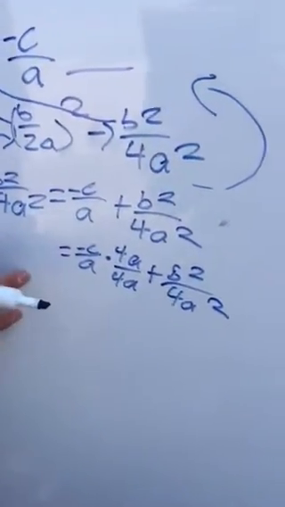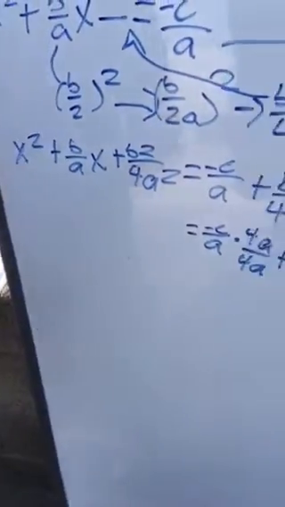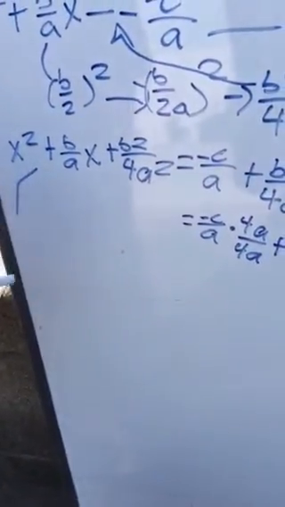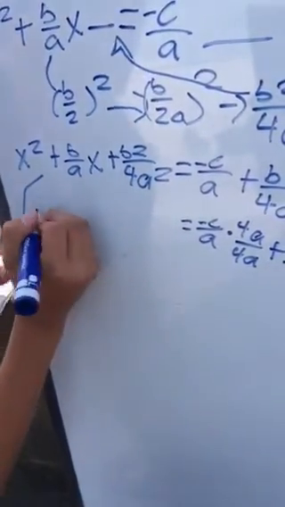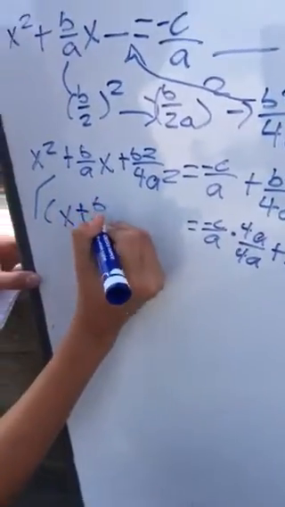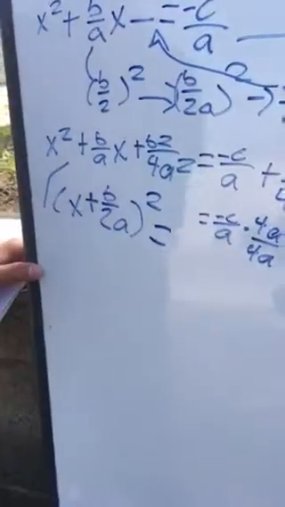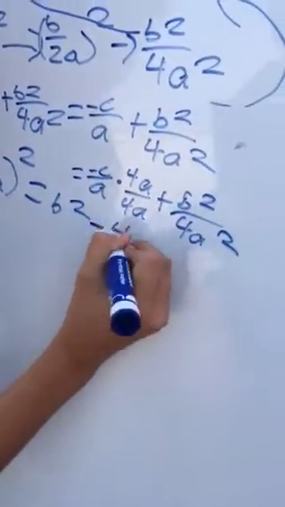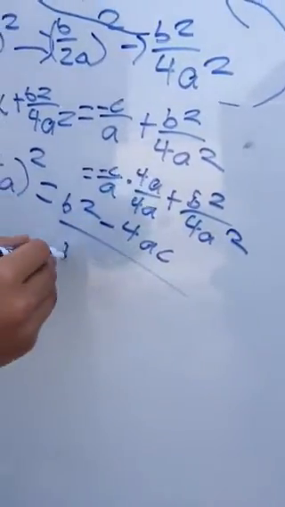Now, our next step is we're going to add these together, and this side stays the same. We can turn this, actually, my bad, this we can turn into a perfect binomial squared. So we can turn this into parentheses x plus b over 2a parentheses squared now equals b squared, because this combines into b squared minus 4ac, which is all over 4a squared.